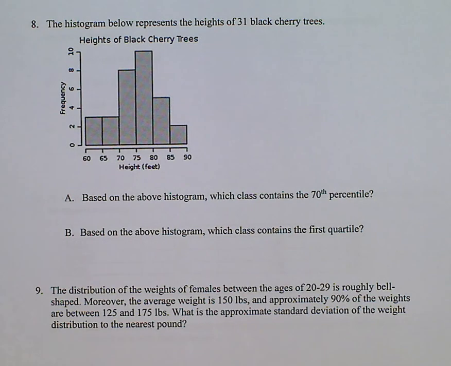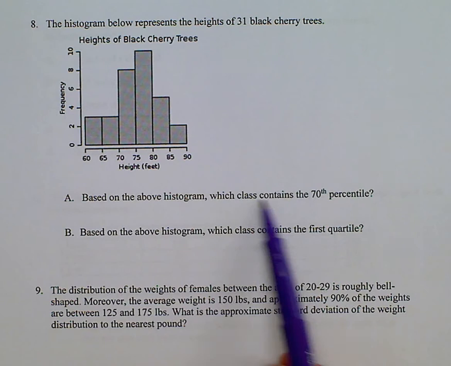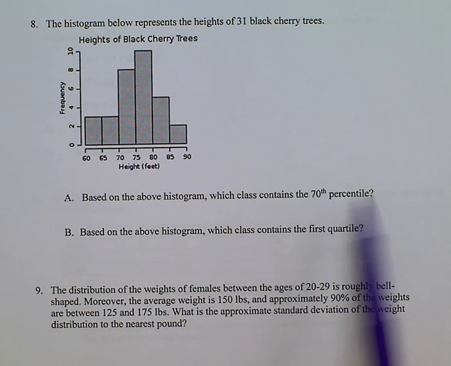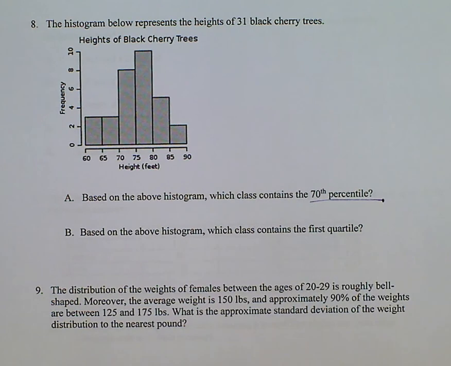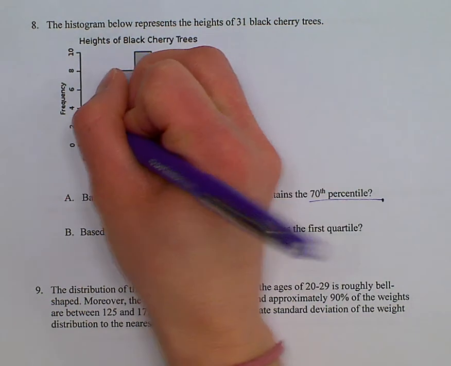Okay, in number 8, it says the histogram below represents the heights of 31 black cherry trees. Based on the histogram, which class contains the 70th percentile? Remember, percentile means below. So the first thing that we need to do is figure out what our total frequency is.